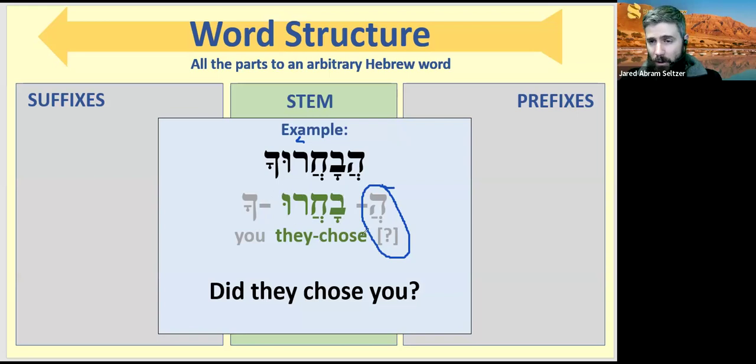Bacharu means they chose. If we want to zoom in even more, we could say that the u is a katal suffix, the root is bachar, to choose, so together it means they chose. But I'm calling the whole thing the stem. Habacharucha, did they choose you?